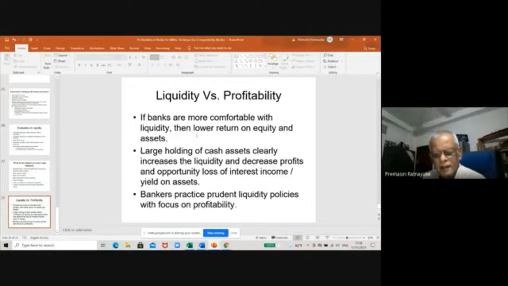Large holding of cash assets clearly increases the liquidity and decreases profits, with opportunity loss of interest income and yield on assets. Bankers practice prudent liquidity policies with focus on profitability. So bankers usually follow practical guidelines to achieve prudent liquidity policy with focus on profitability.